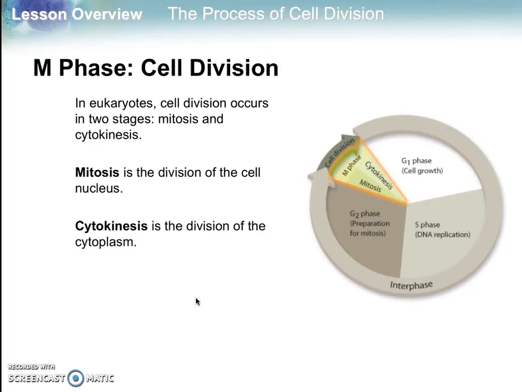In eukaryotic cells, division occurs in two stages: mitosis and cytokinesis. Mitosis is the division of the cell nucleus. Cytokinesis is the division of the cytoplasm. So mitosis, two nuclei. Cytokinesis, two daughter cells.